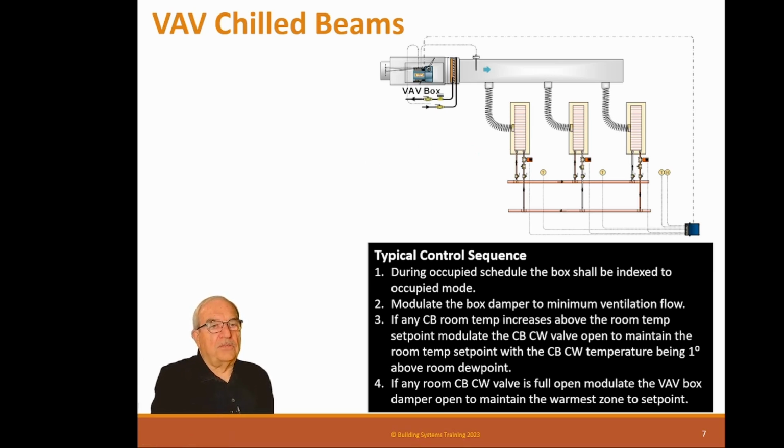During occupied schedule, the box shall be indexed to occupied mode. Modulate the box damper to minimum ventilation flow. If any chill beam room temperature increases above the room temperature set point, modulate the chill beam chill water valve open to maintain the room temperature set point, with the chill beam chill water temperature being 1 degree above room dew point. If any chill beam chill water valve is full open, modulate the VAV box damper open to maintain the warmest zone set point. So here what we're trying to do is prioritize the chill water here to be most of the load. So we're letting this be first stage, and this will be second stage.